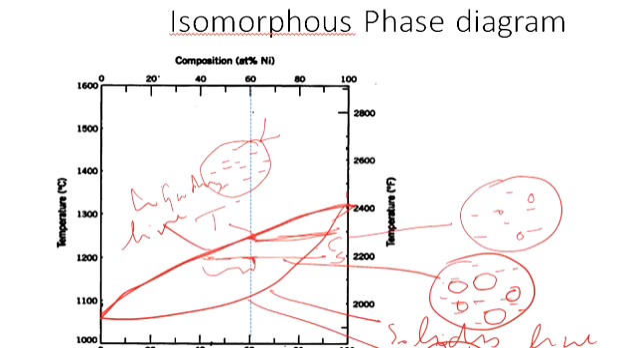And finally, at this point, let's say this point, we end up with a polycrystalline structure below the solidus line. And if the alloy is cooled beyond this point, if you further cool it down, there will be no microstructural changes happening.